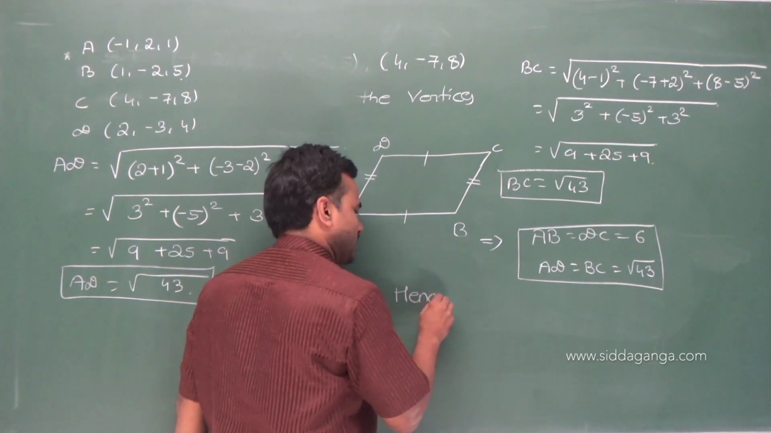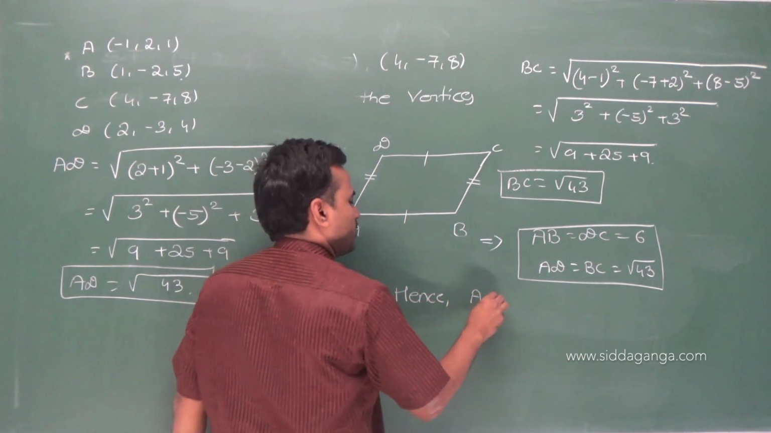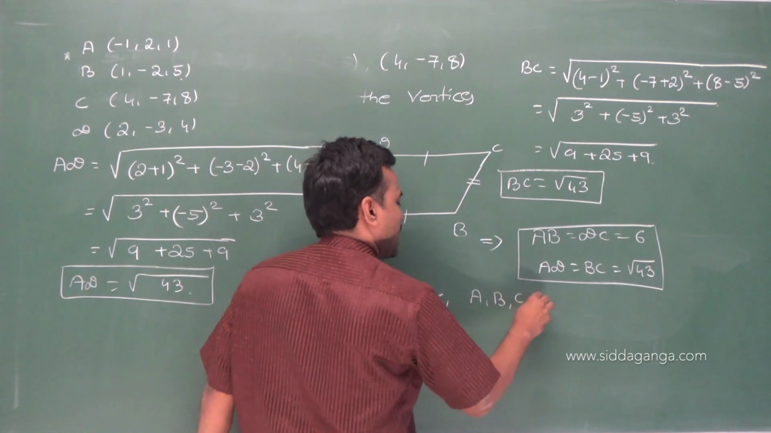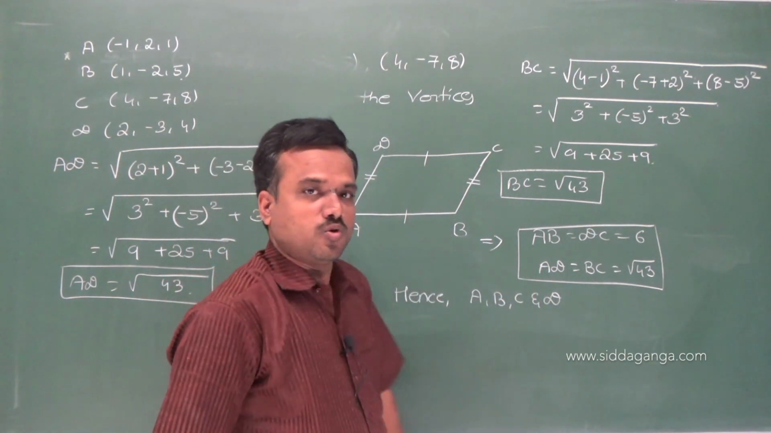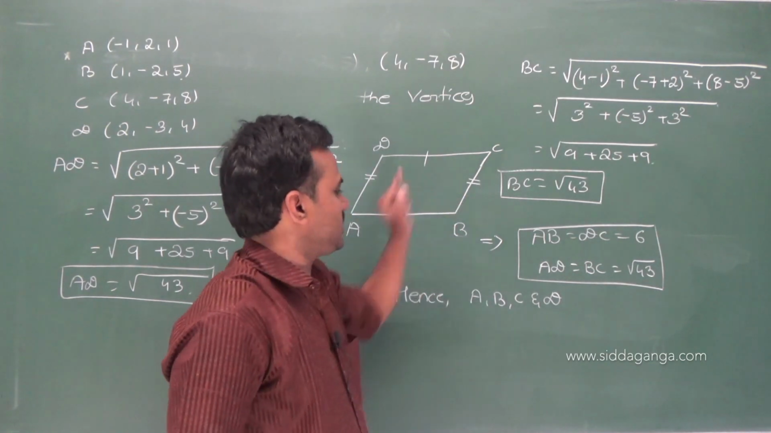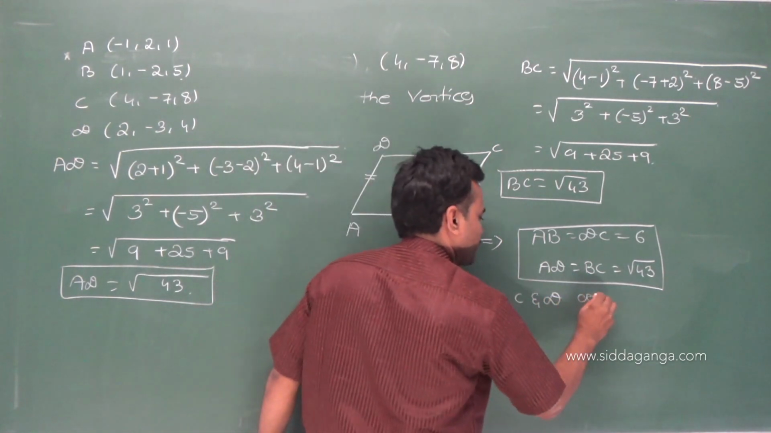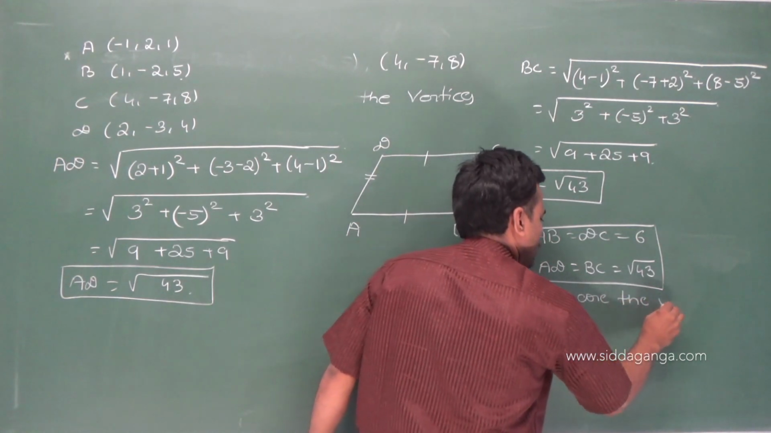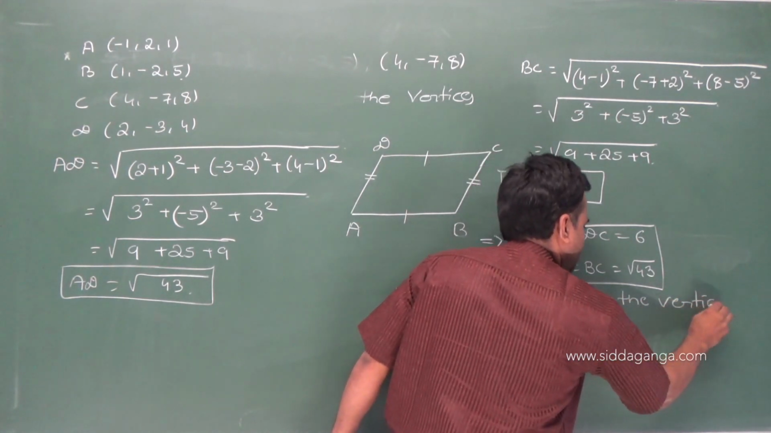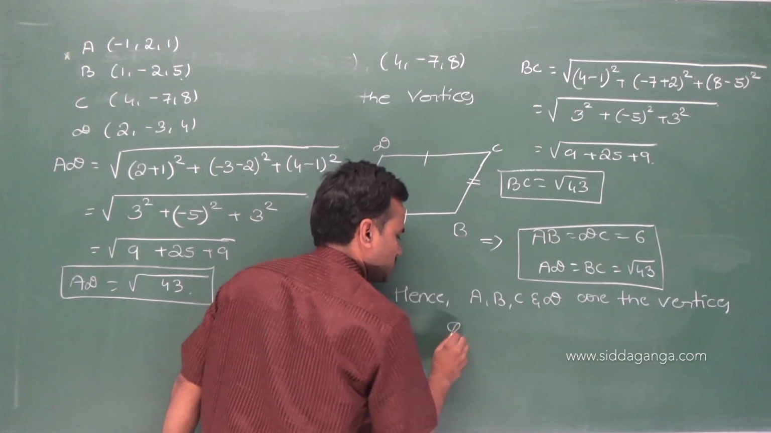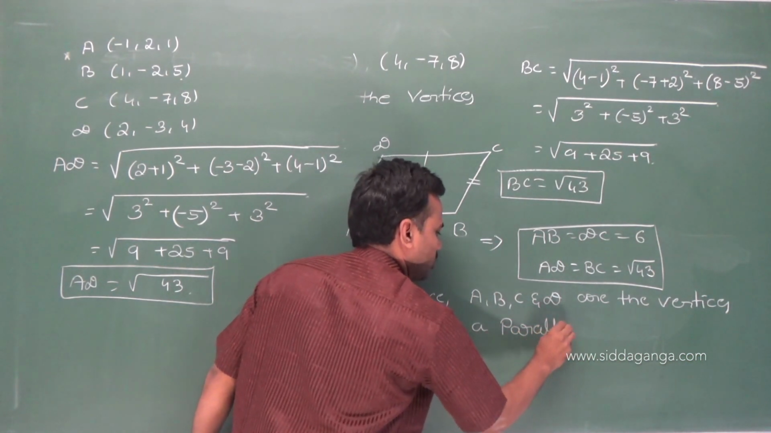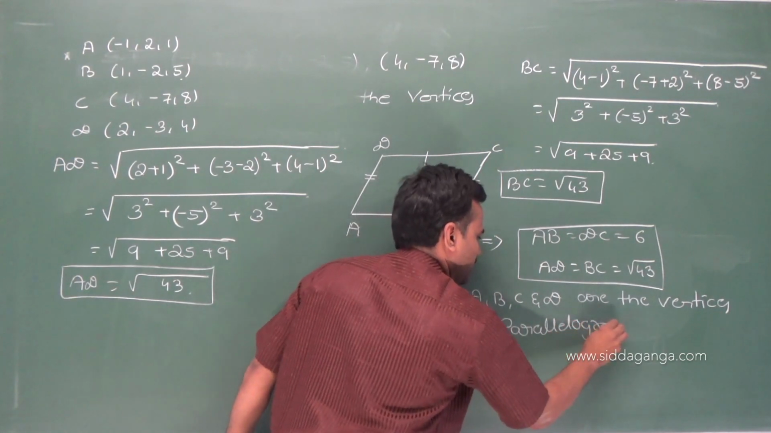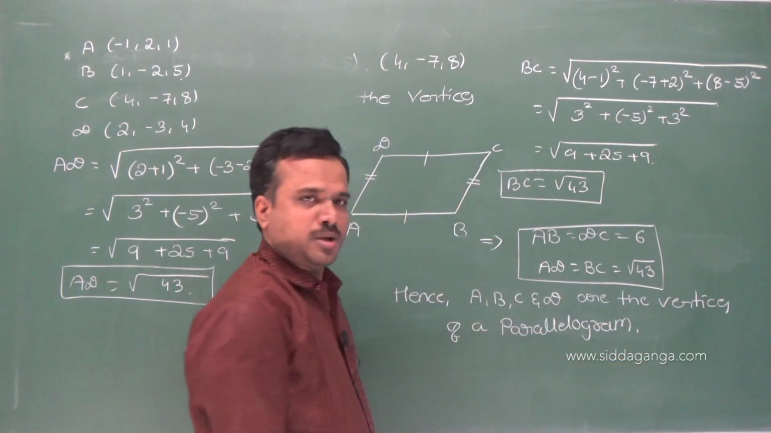Hence, A, B, C and D, the points in space. What are the given points? A, B, C and D are the vertices of a what? Parallelogram. Correct now? Are the vertices of a parallelogram.